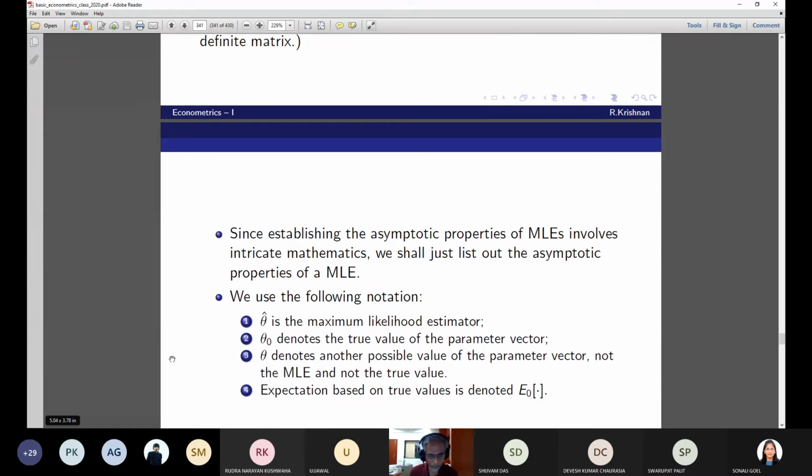Theta hat is the maximum likelihood estimator. Theta 0 denotes the true value. Theta denotes another possible value of the parameter vector, not the MLE and not the true value. Expectations based on true values are denoted E0, theta 0. These are the notations.